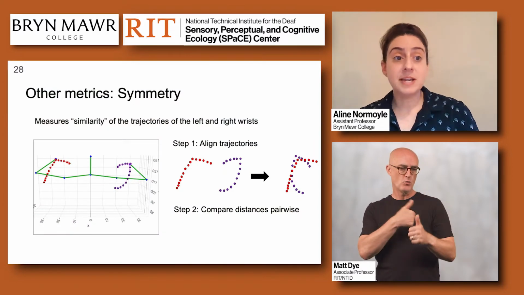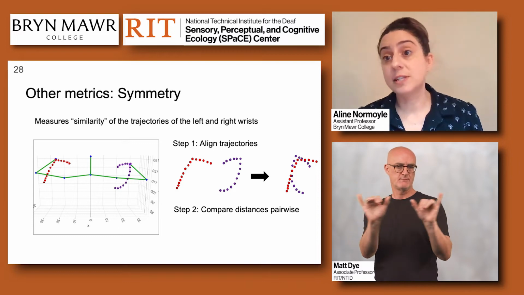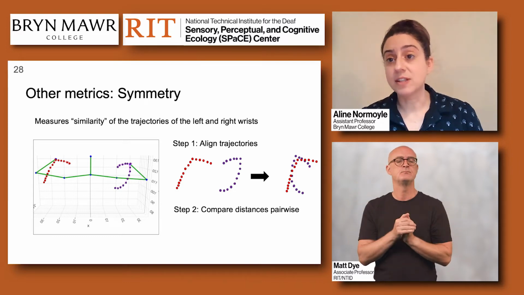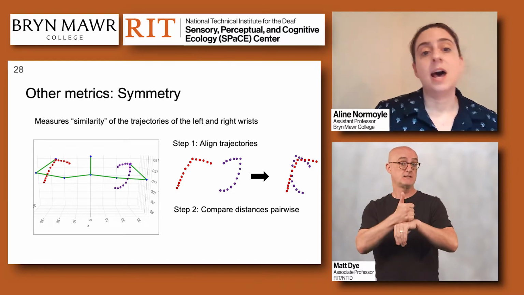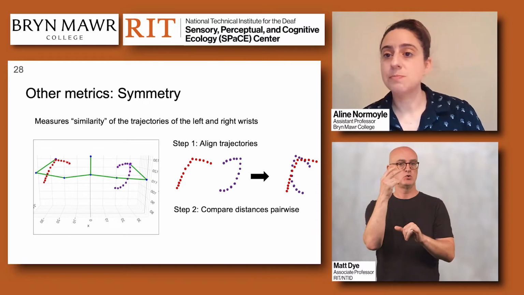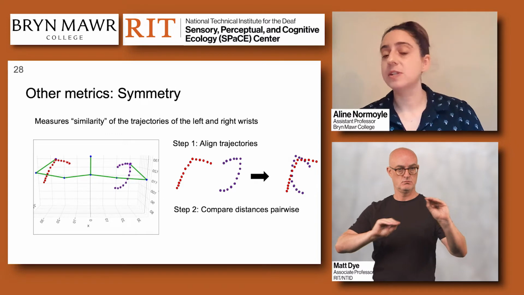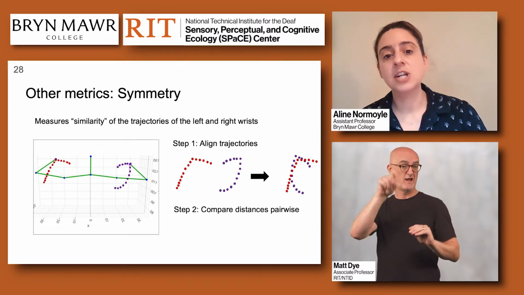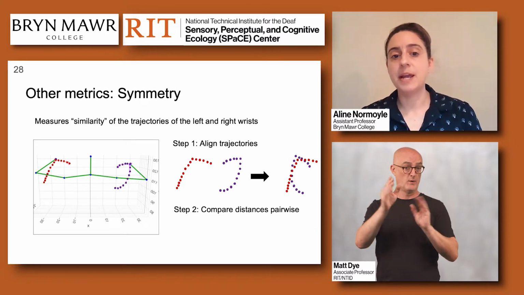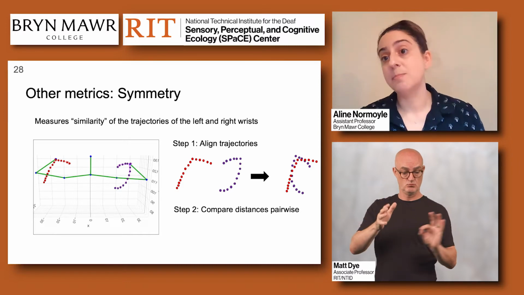So our symmetry metric is based on measuring the similarity between the trajectories of the left and right wrists. To compute this, we first need to align the two trajectories in space so that their positions and orientations match. And then once we do that, we can compare the distances for each sample pairwise.